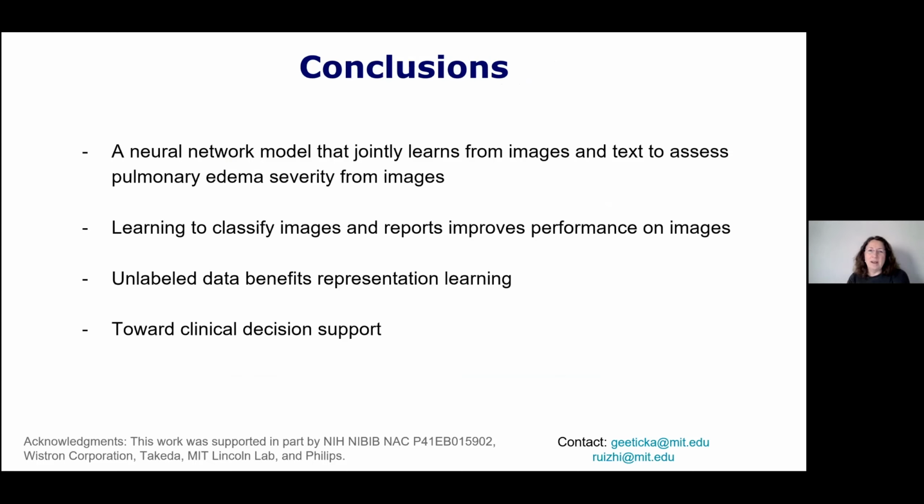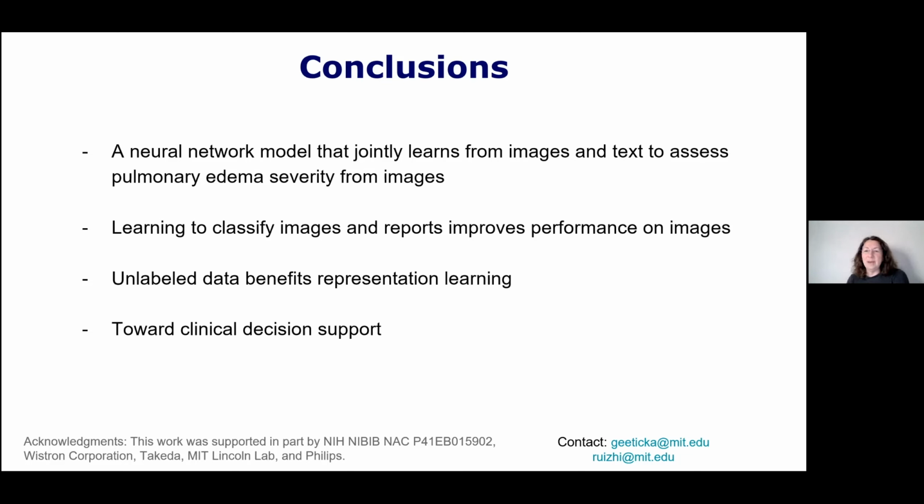So to summarize, what I showed you today is one example of the style of work that my group is doing. We're motivated by a real clinical problem where we've built a neural network model that learns joint representation of images and text. Unlike much of the supervised and unsupervised work in computer vision and speech and language understanding, we're using these joint representations to improve the quality of the classification.